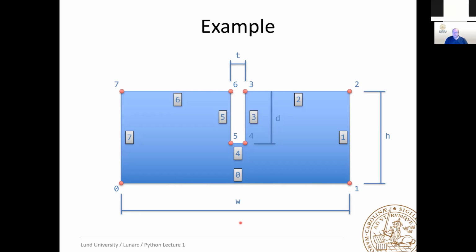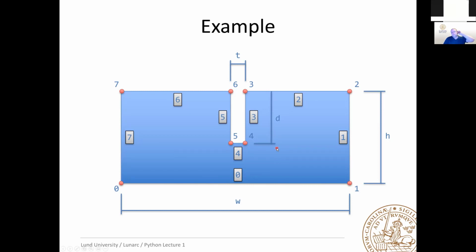So this is a geometry here for a typical groundwater problem, for example. So you have a domain here, it's W wide, it's H high, and then you have a slot here that is D in depth and T wide here. And then we have nodes here, 0, 1, 2, 3, 4, 5, 6, and 7. And we have edges here or lines, 0, 1, 2, 3, 4, 5, 6.